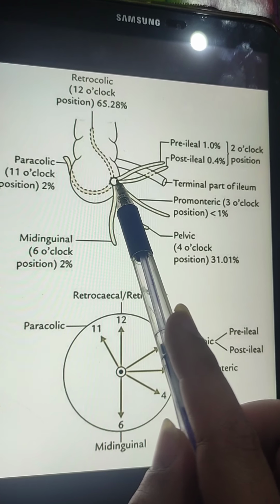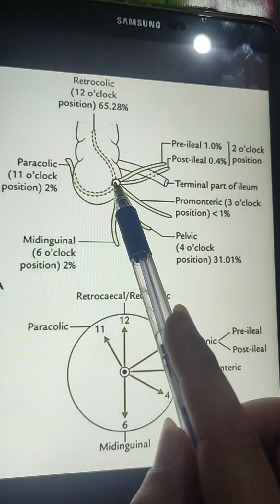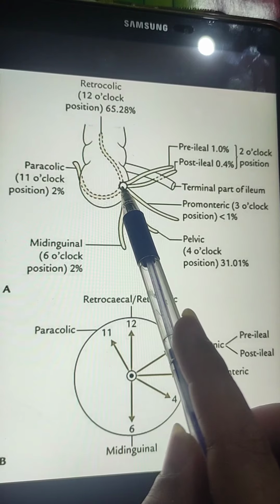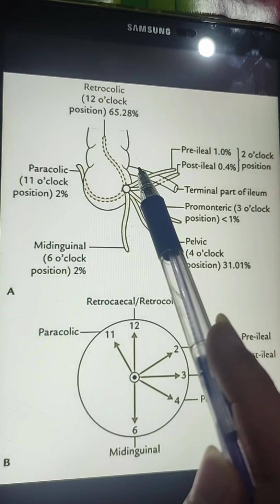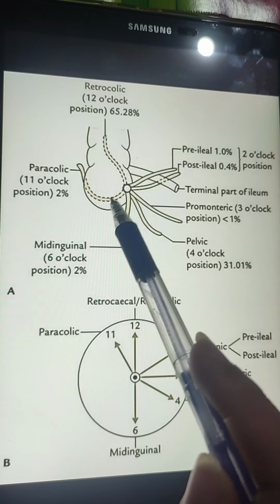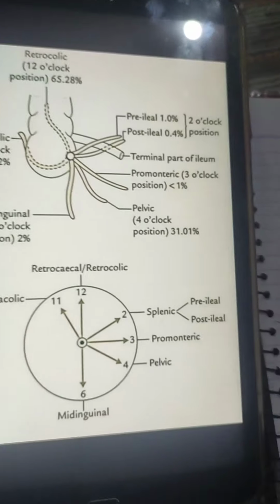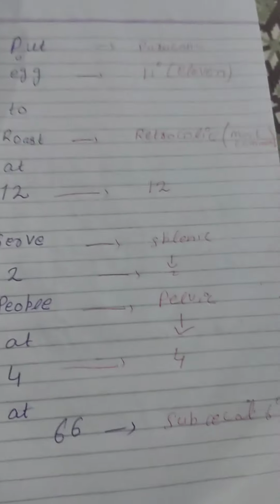There are 6 positions of the appendix which are frequently asked questions in the UHS examination. Appendix is the most common SEQ that comes in prof, and they ask for the different positions of appendix, and you have to remember each one of them. I told you there are 6 positions. To remember those positions, I have made a mnemonic. You just note it down.